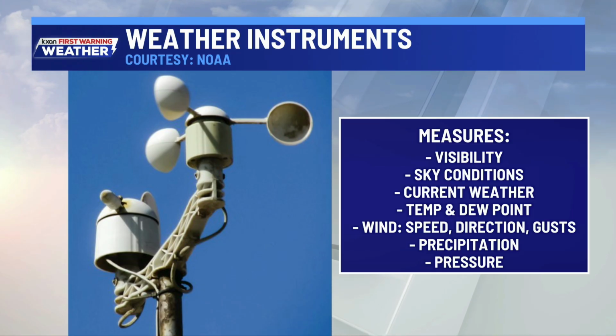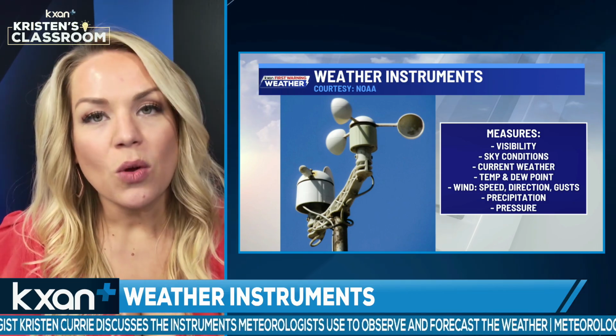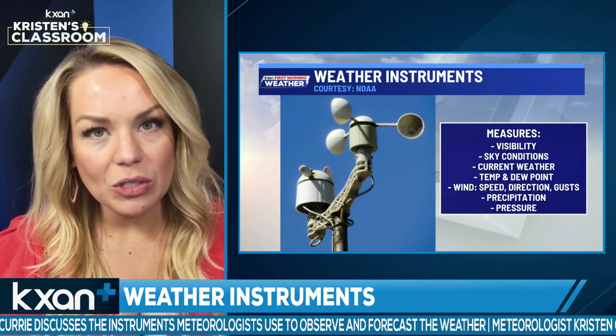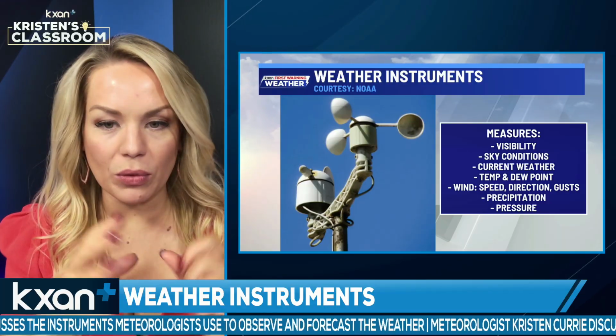The ones we use to record the data with the official records are located at Camp Mabry and Austin Bergstrom International Airport. But this contraption here measures visibility, sky conditions like fog and haze, current weather, so whether it's snowing or rainy or sunny, temperatures, dew points, and the actual measure of moisture. So you could think of that as humidity, wind speed and direction and gusts, and then precipitation, the amount of precipitation, and pressure. So that whole contraption there is measuring all those different things.